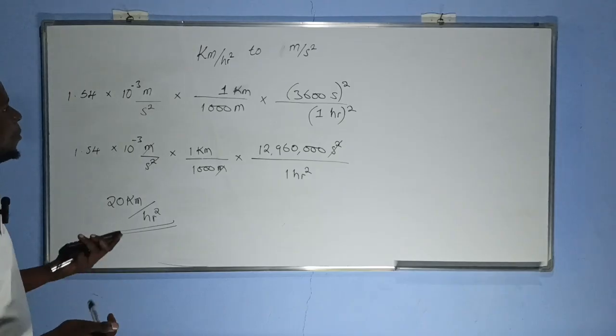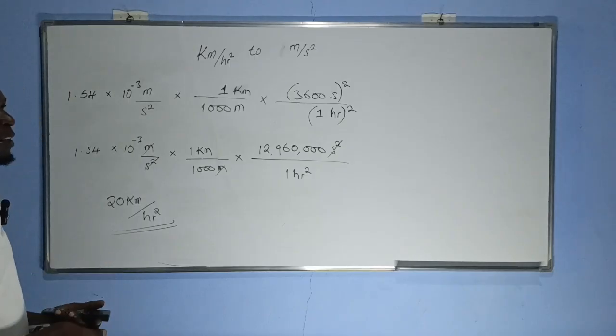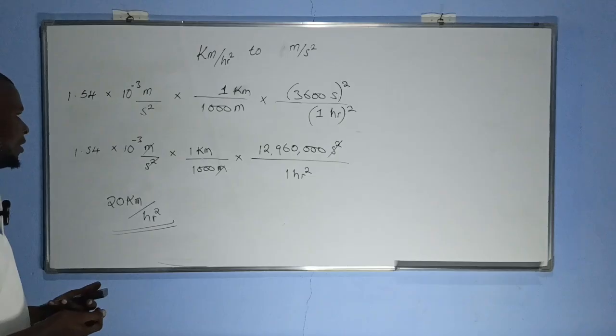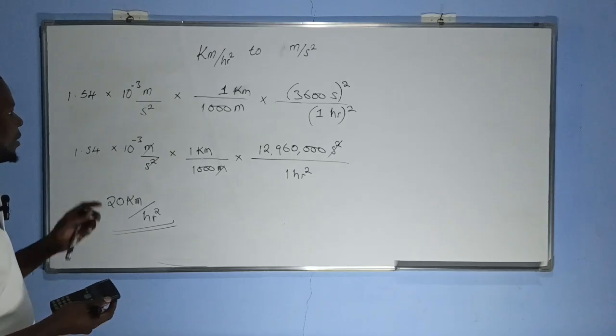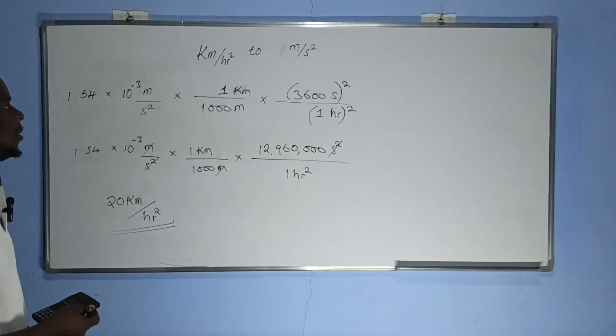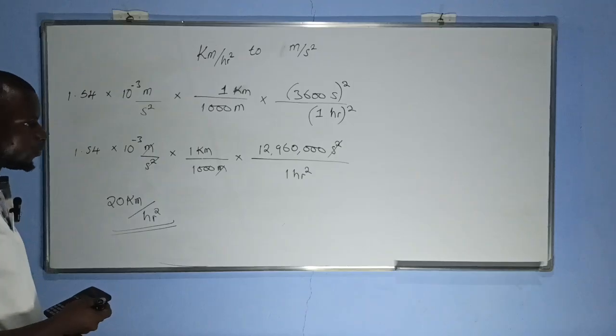So that's how easy it is. You can convert from kilometers per square hour to meters per square second, and also do the vice versa. As long as you understand how it's moving, it's very simple.